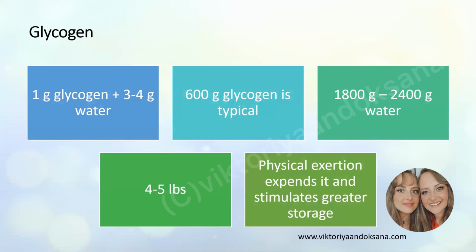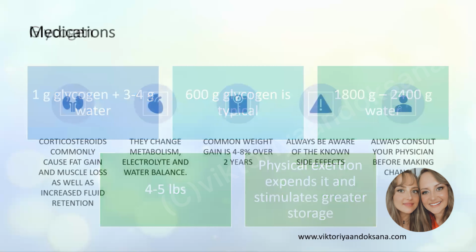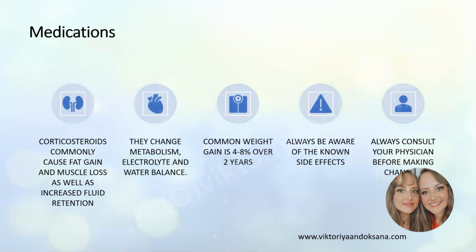And physical exertion expands glycogen and stimulates greater storage of glycogen. So let's say you're doing heavy weight training. This stimulates your muscles to store an even greater capacity of glycogen. And if you start working out really hard, your body will replenish and store more in the muscles, which helps you lift more and longer and recover a lot faster. But this can also increase the changes you see in your body weight. Okay, so this is another thing that can change your weight.